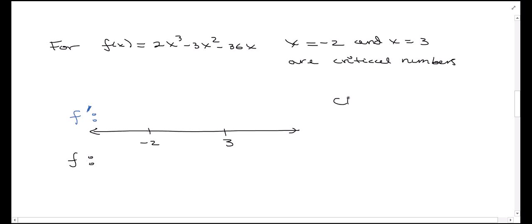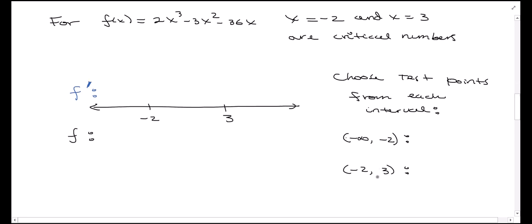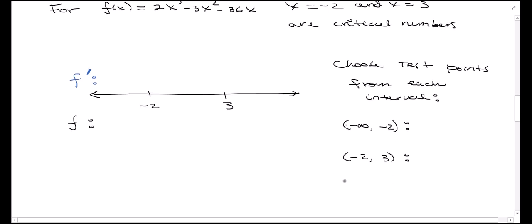So choose test points in each interval. We have 3 intervals here. We have the interval -infinity to -2, so pick a test point there. Then you have the interval -2 to 3, so choose a test point there. And then you have the interval 3 to infinity, and so we will choose a test point there.